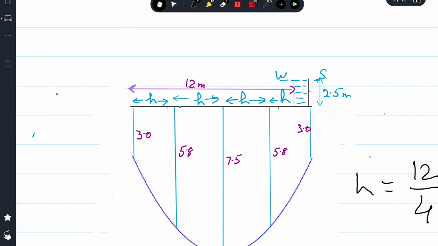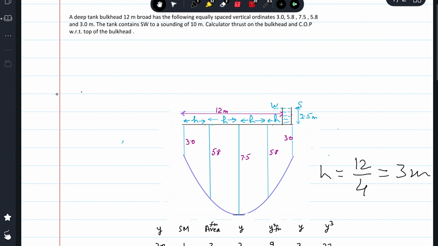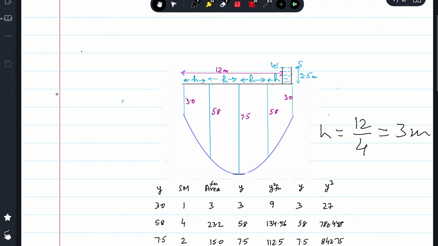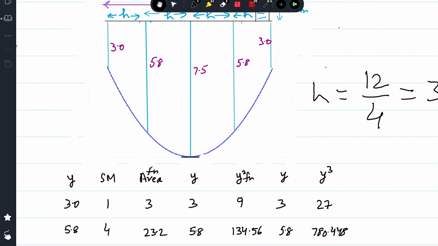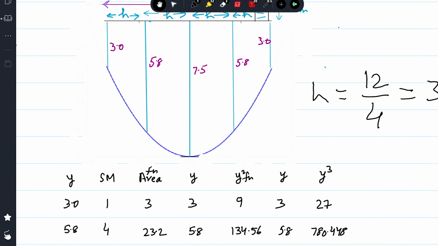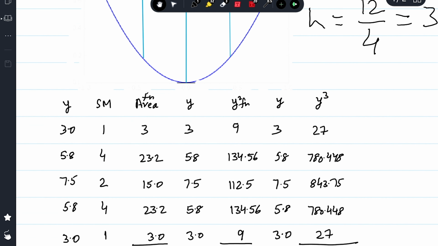So what will be the h here? H will be the breadth of the bulkhead 12 meter upon 4 equal to 3 meters. So h is 3 meters. Now we make the table for application of Simpson's rules.